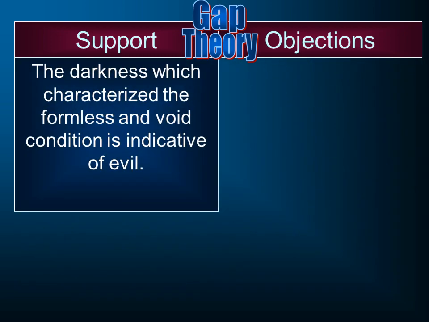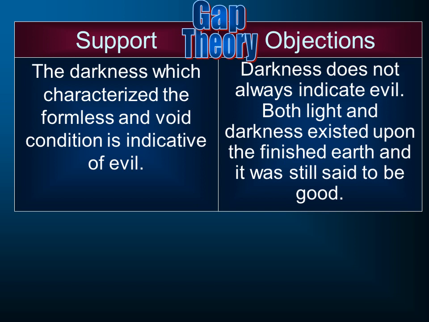In support of the gap theory, the darkness, which is characterized as formless and void, is said to be a condition of evil. But the problem is that darkness doesn't always indicate evil. Both light and darkness existed before the earth was finished, and it was said to be good. God saw the light and he saw the darkness. He divided them, and he saw that it was good.